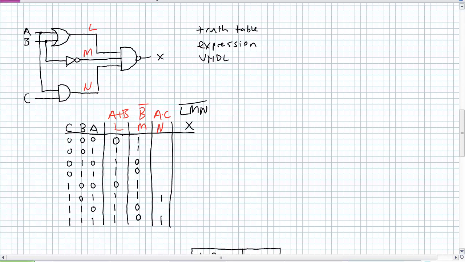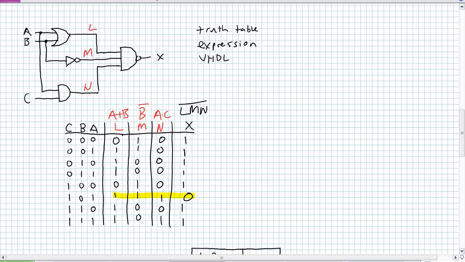Basically I'm picking out those times when both A and C are high, because that's the only time an AND gate would be high. And I'm going to go ahead and fill out the rest. Now what I'm looking for in terms of X is when all inputs are high, my output is low. There you go. That's the one and only time my output goes low.